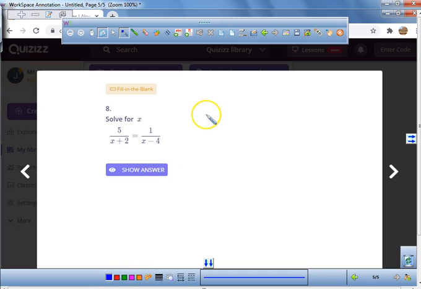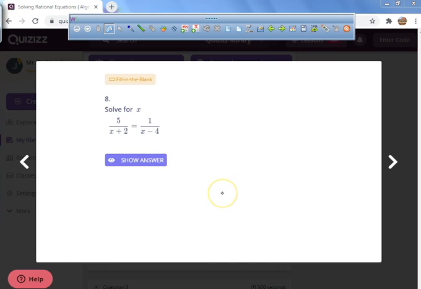I'm going to go ahead and pause the video because I got another class coming in, and I got to get them set up. All right, so I'm back to solving this sucker.